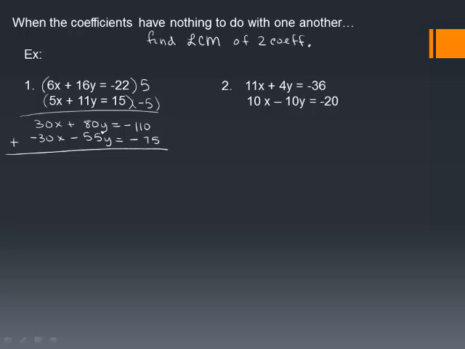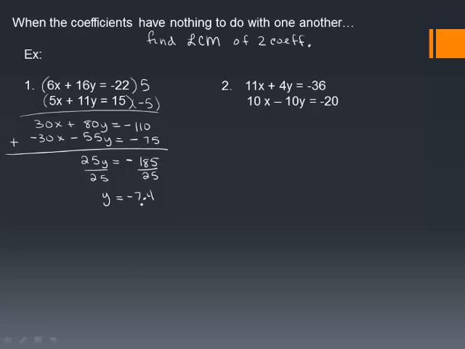So 80 minus 55 is 25. So 25y is equal to -185. Divide both sides by 25, and this is not going to divide evenly, so I can either give a reduced fraction or I can give a decimal answer. If I give the decimal answer, it is -7.4.